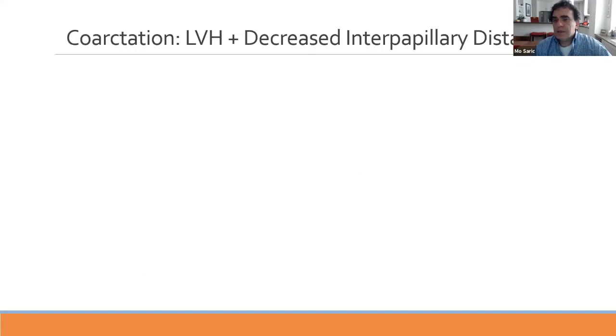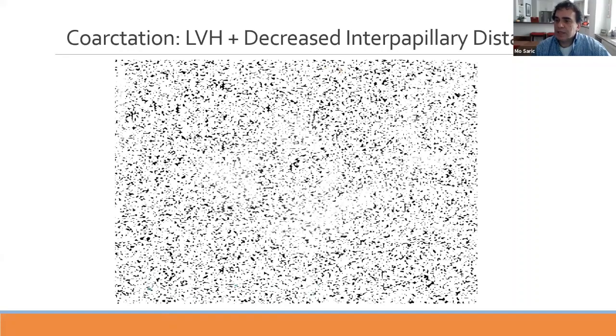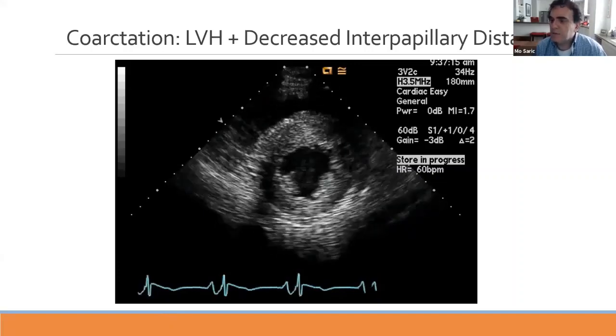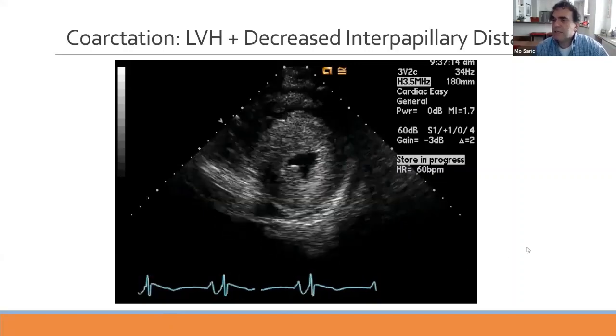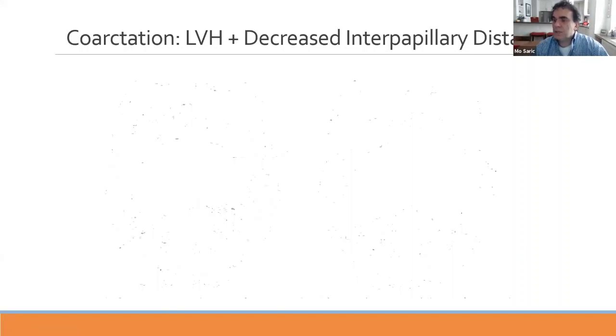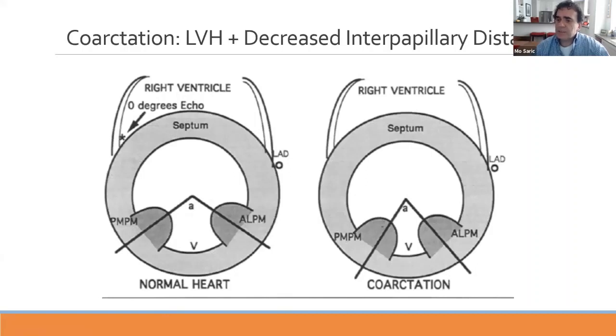Another interesting association is between a coarctation and decreased interpapillary muscle distance in a short axis view. So this is a short axis view of a patient with a significant coarctation, and actually you can see that the papillary muscles are closer to each other than you usually see. And this is a graphic representation. The normal left heart is on the left. There is a significant separation between the two papillary muscles, and in coarctation the two papillary muscles are closer to each other.